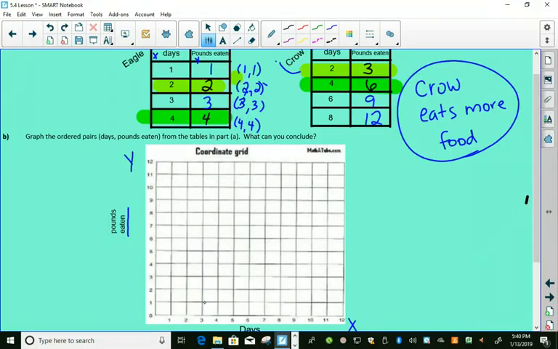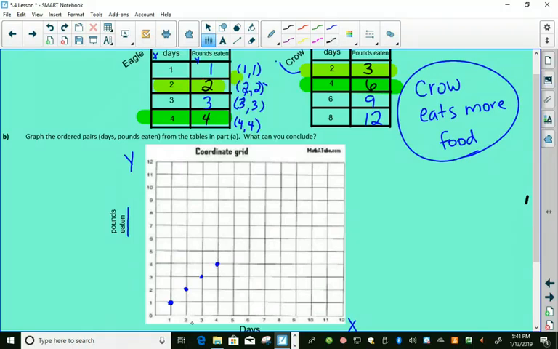Okay? So let's go ahead and graph the first point. If we graph 1, 1, you're going to start at 0, 0, and go over 1, up 1, put up a dot. If I graph 2, 2, I'm going to go over 2, up 2, and put a point. If I graph the third point, 3, 3, I'm going to go over 3, up 3. And if I graph the fourth point, it's 4, 4, over 4, up 4. Remember, I always go over before I go up.